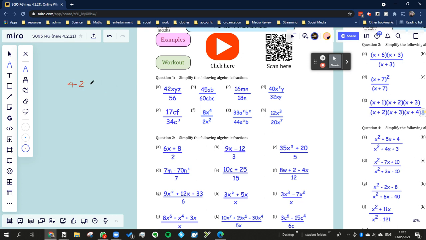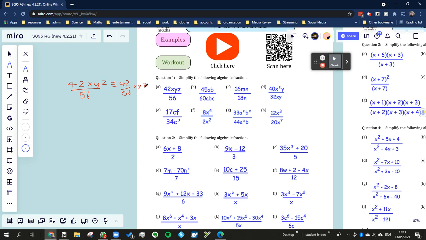42 multiplied by x, y, z all over 56, that is identical to 42 over 56 multiplied by x, y, z. Okay? So if you just want to zoom, if you follow me, you'll be able to read it. I think you might. Can you see it okay from where you are?